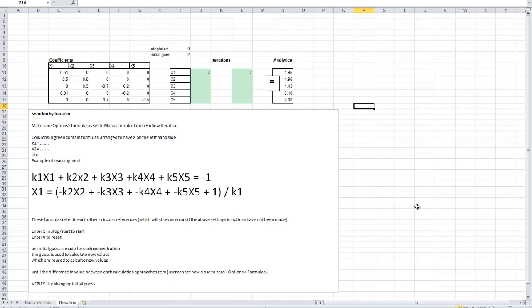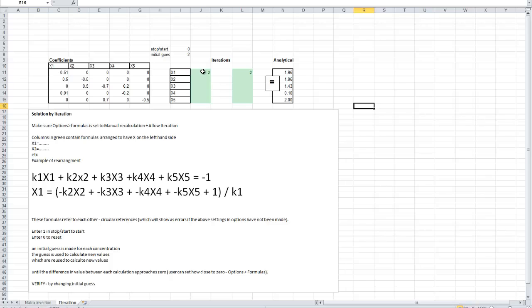Again, there's a text box which you can follow through. This is the coefficient matrix, which you've seen before. It's on the previous tab. These are the k values, the transfer coefficients, set out as a matrix. In this green section of cells, we're going to be calculating the concentrations in each of the compartments.